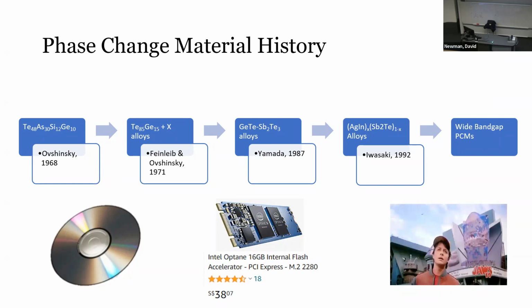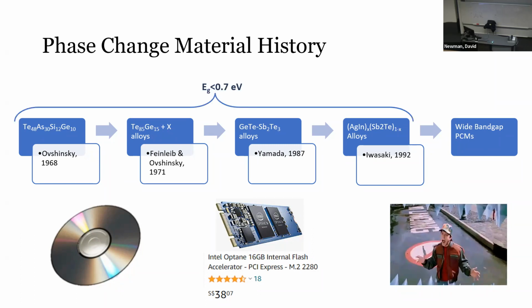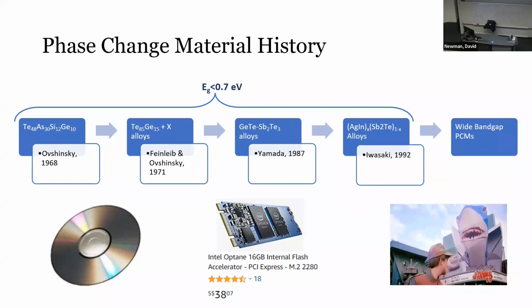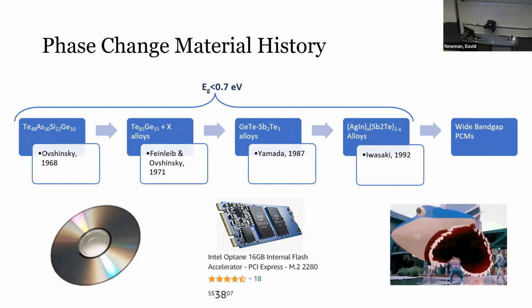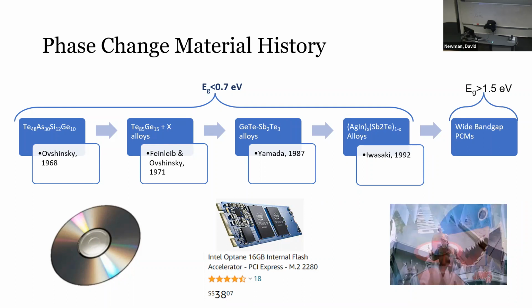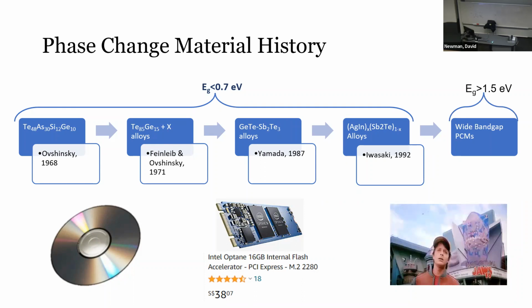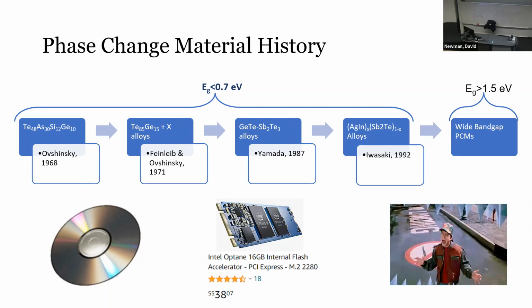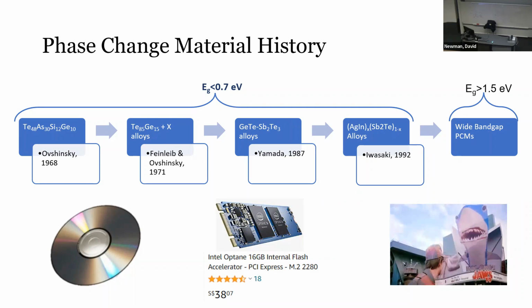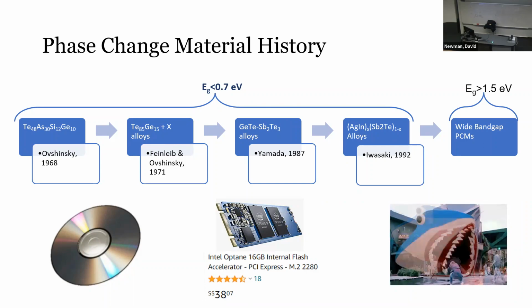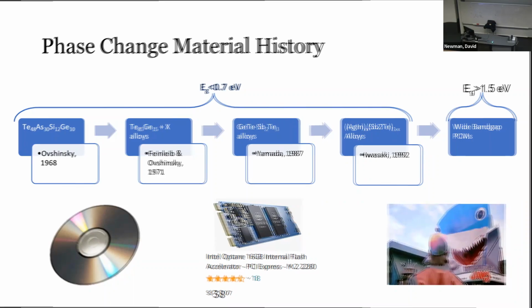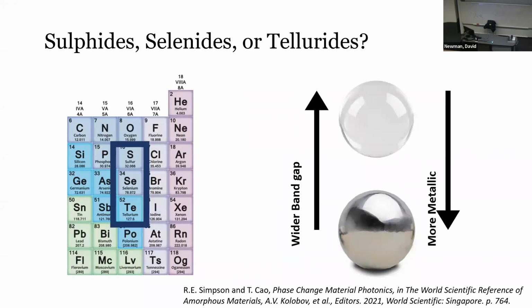But to do this, we need wide bandgap phase change materials. Typically the data storage phase change materials have a bandgap of less than 0.7 eV, but for visible light, we need more than 1.5 eV in order to be able to create holograms and things that our eyes can see. So that requires a whole new set of phase change materials. Most of the data storage materials are based on tellurium. If we go up the periodic table from tellurium to selenium, the materials become more dielectric, less metallic.